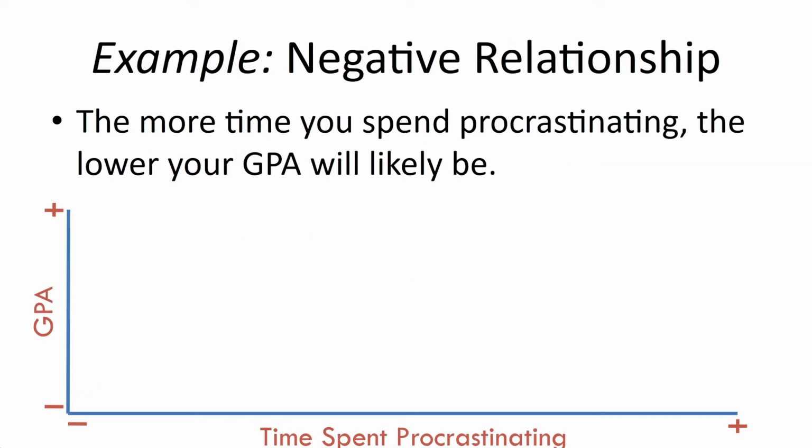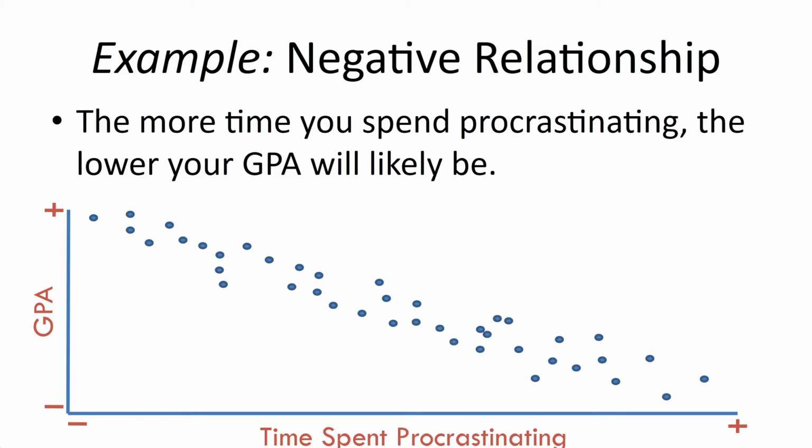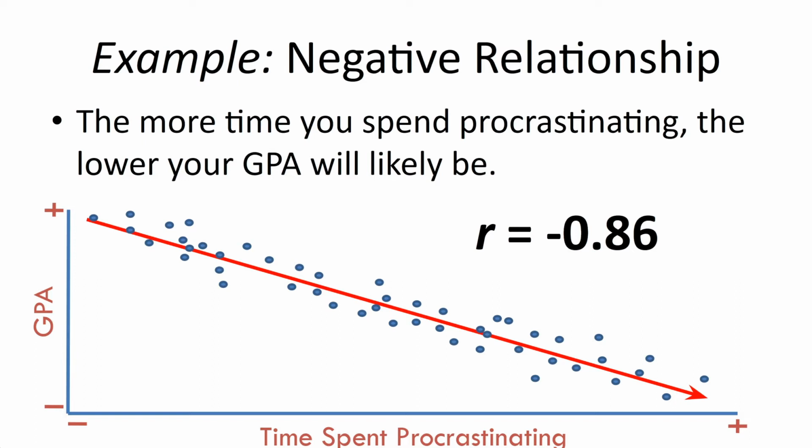Now here's an example of a negative relationship. The more time you spend procrastinating, the lower your GPA will likely be. So as time spent procrastinating goes up, we should expect GPA to go down. So let's pretend we went out there and collected some data, and here's what we found. Once again, this looks pretty consistent. I would also expect that to be in about the 0.9 range, but now negative, because it's a negative kind of relationship. That data is going down and to the right.